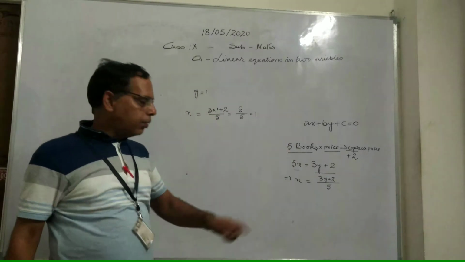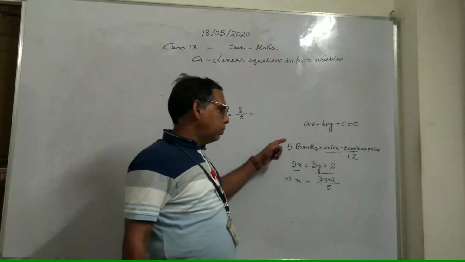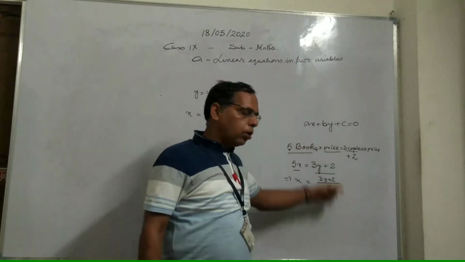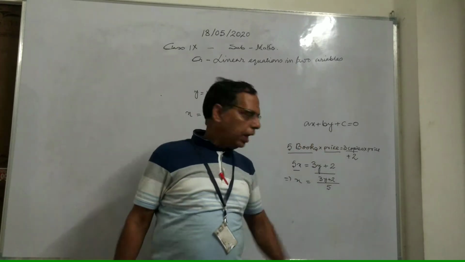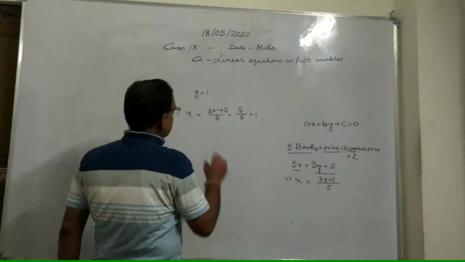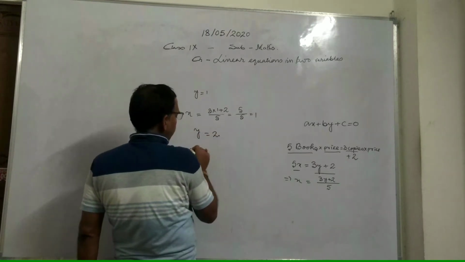If x equals 1, that means you see 3 copies. That means the price of books and the copies are the same. Then only it will be possible as in this one. Now let me see, if y equals 2, then what will happen?